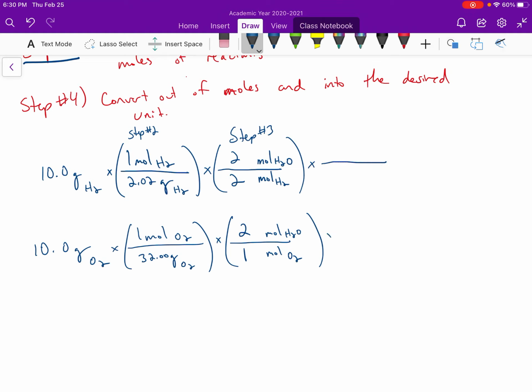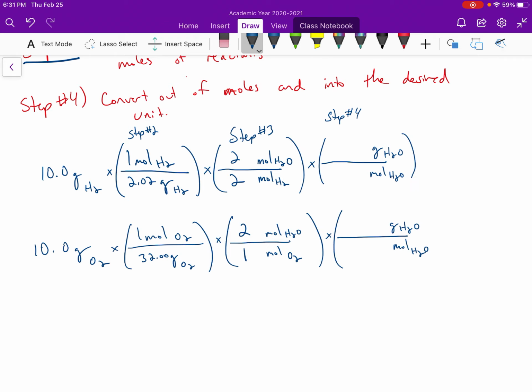Now, again, this is glorified unit conversion here. We're not doing anything crazy. We're just doing dimensional analysis to get what we want. Step 4, convert out of moles, right? This is step 4. Into the desired unit. Well, our desired unit was grams of water, right? That's what the question was asking. We are right now in moles of water, so let's cancel that out.